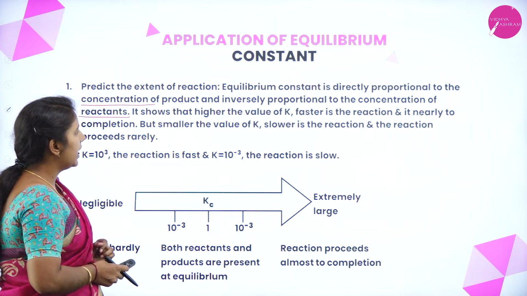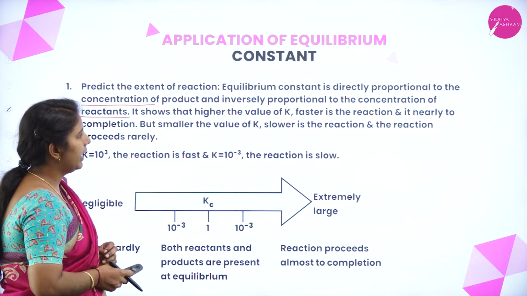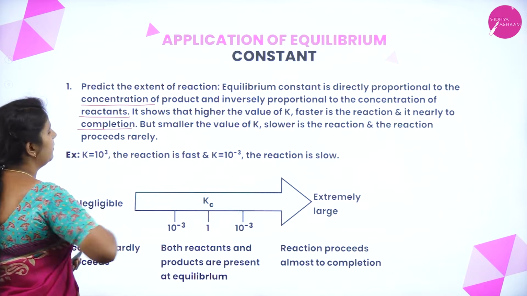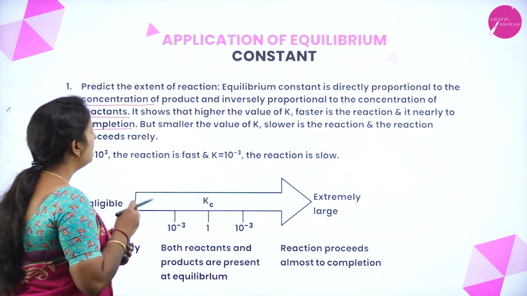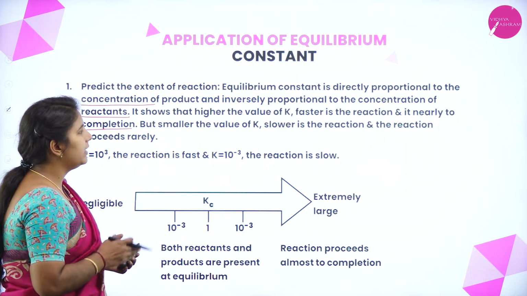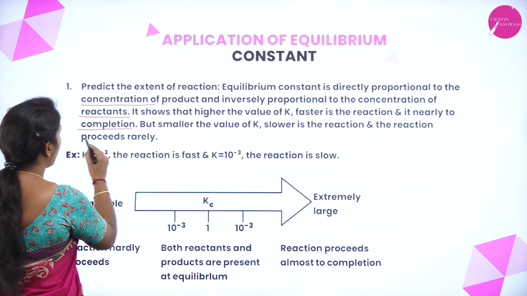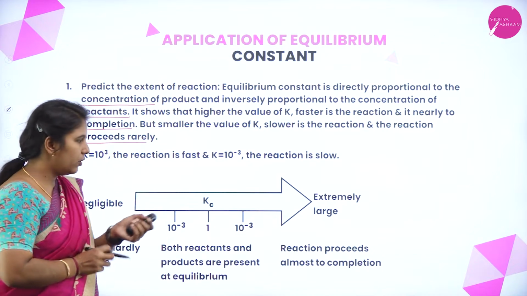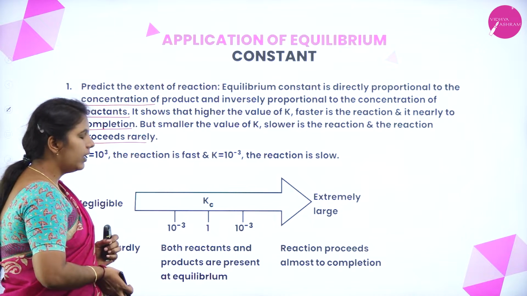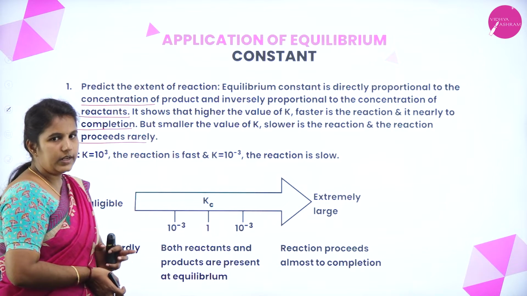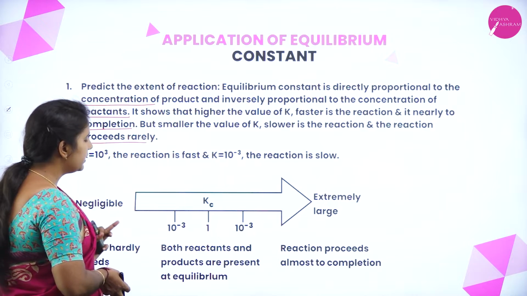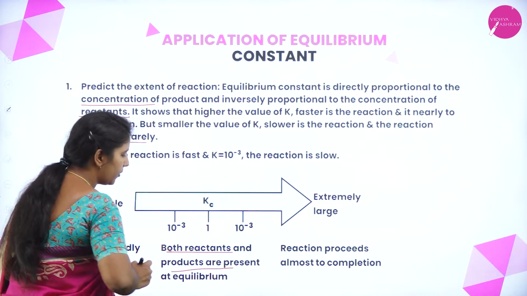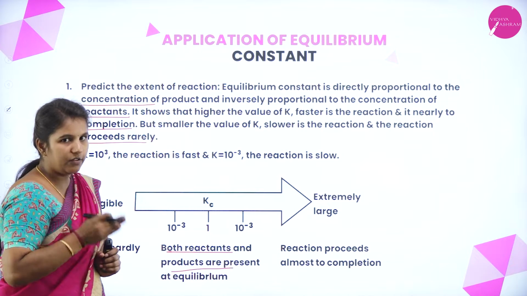And it shows that the higher the value of K, the faster the reaction will be and nearly it will be completed. But the smaller the value of K, the slower the reaction will be and the reaction will proceed rarely. We can understand this by looking at this figure. So here I have written the Kc value, that is the equilibrium constant value. If it is 1, both the reactants and the products are present at the equilibrium state.